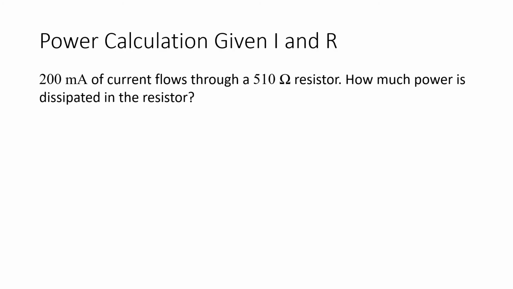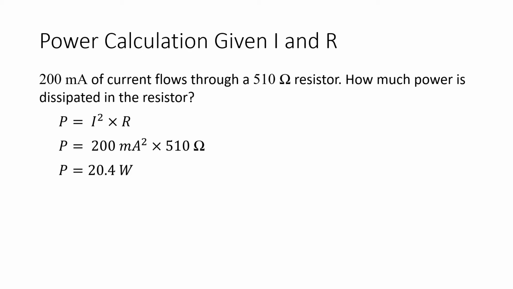Let's look at an example. 200 milliamps of current flows through a 510 ohm resistor. How much power is dissipated in the resistor? The equation is P equals I squared times R. P equals 200 milliamps squared times 510 ohms. The power dissipated is 20.4 watts.